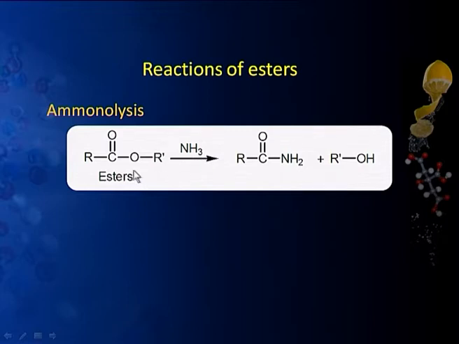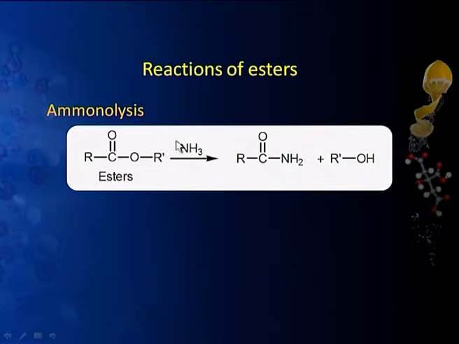part. Then ammonolysis. Ammonolysis we have discussed earlier, the reaction when a molecule is cleaved with the help of ammonia. Esters, they get cleaved with the help of ammonia, ammonia acting as nucleophile here, and we get amide and alcohol.